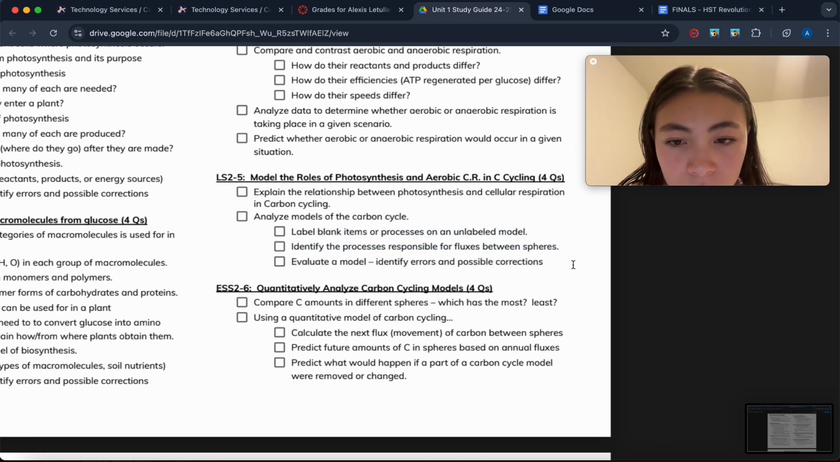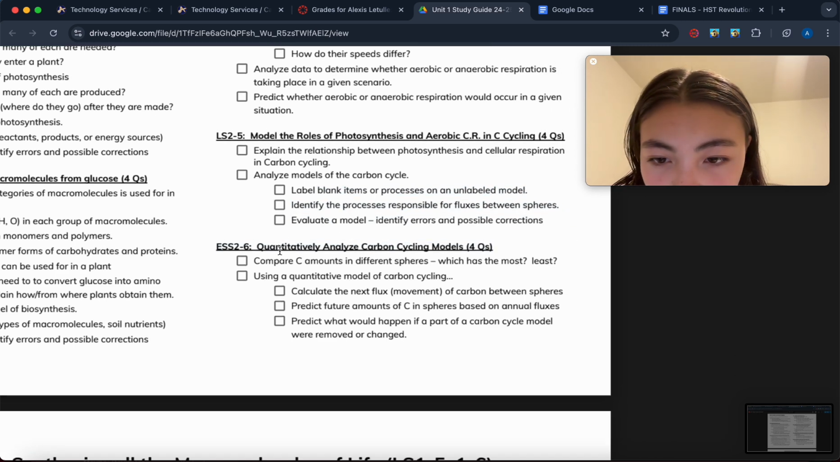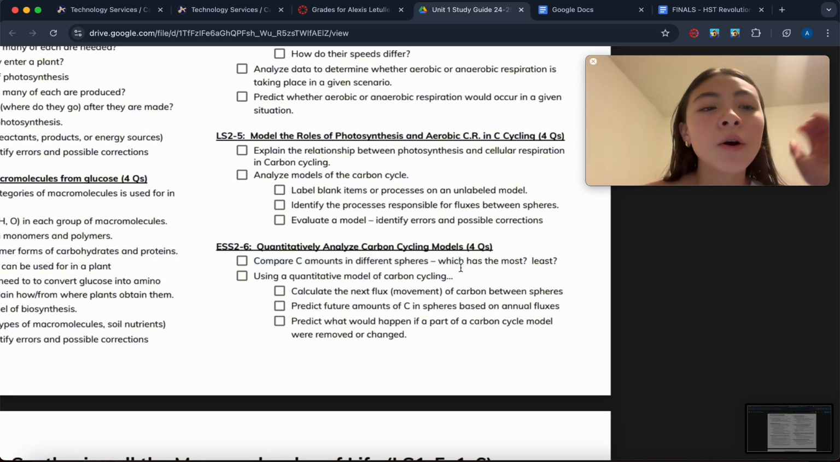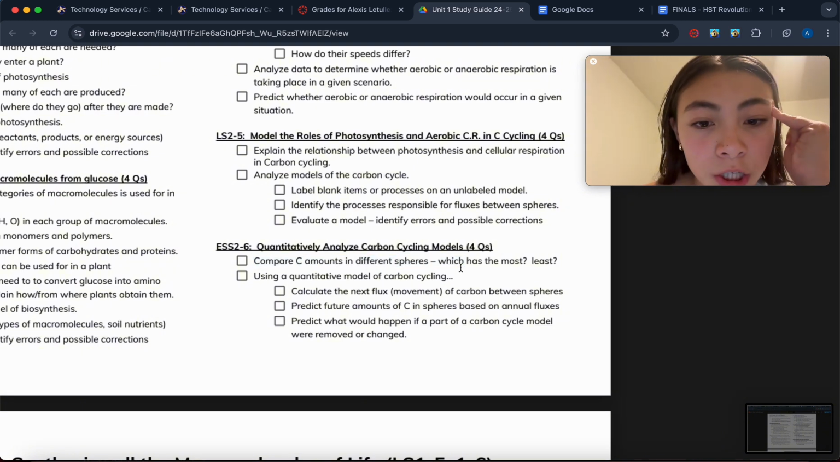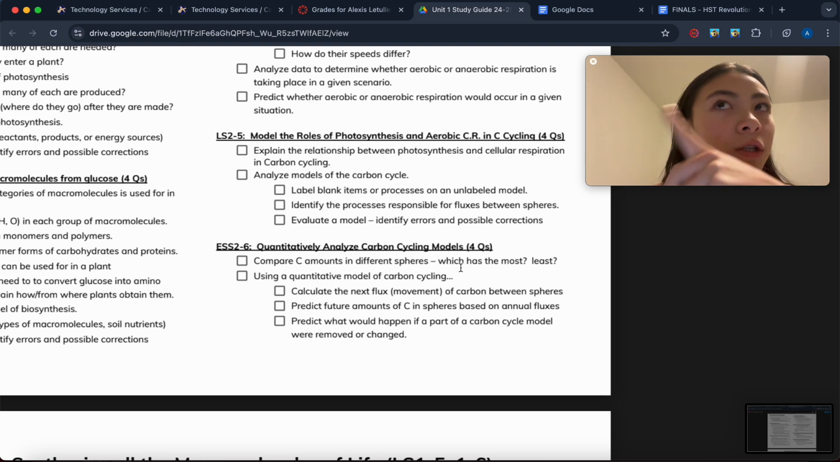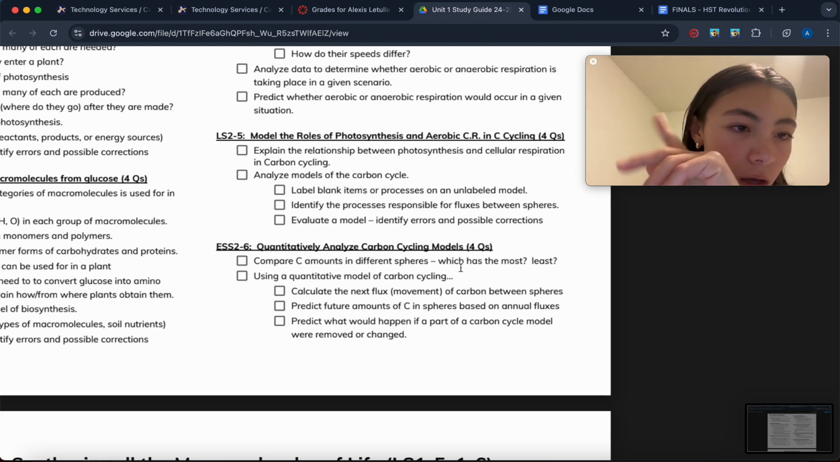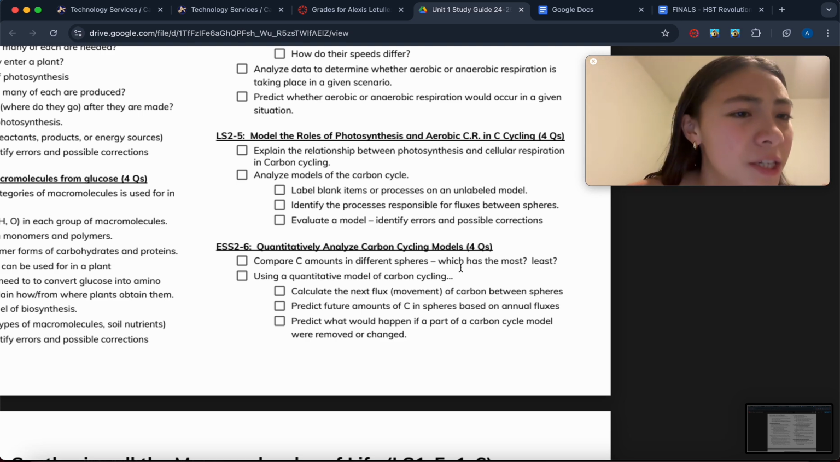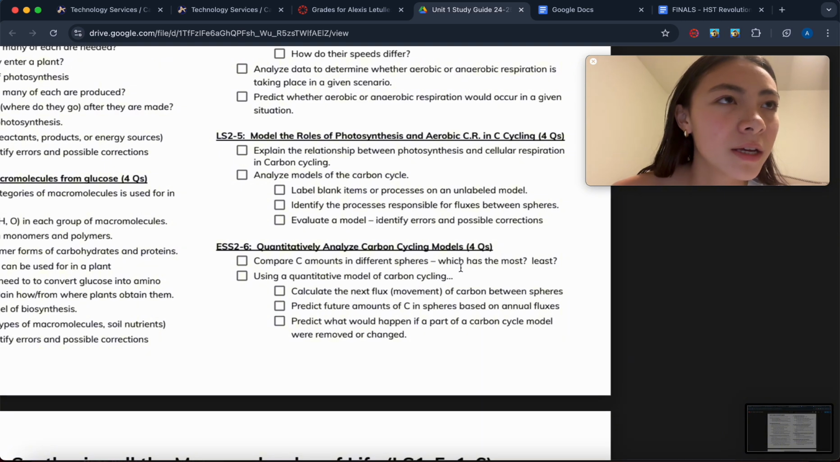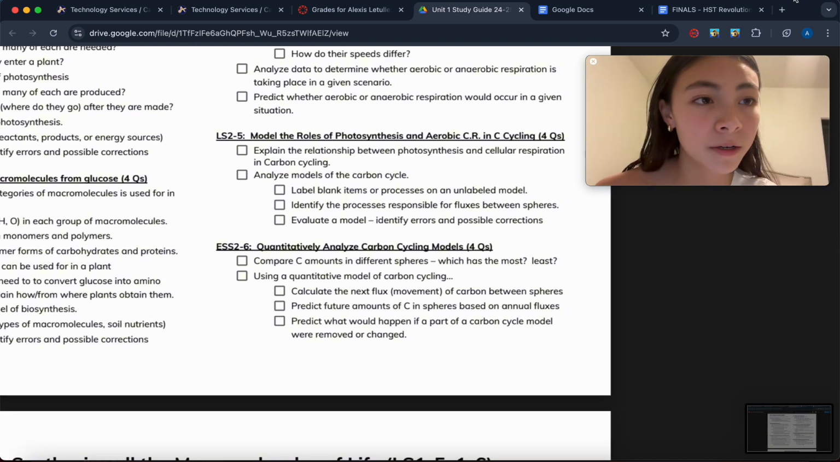Carbon cycling. Compare amounts of carbon in spheres. This is something I would absolutely put on your cheat sheet. The hydrosphere has the most carbon. What am I saying? I think it's the geosphere. The geosphere has the most carbon. I swear I think it's the geosphere. It has like 38,000, and then it's the hydrosphere.